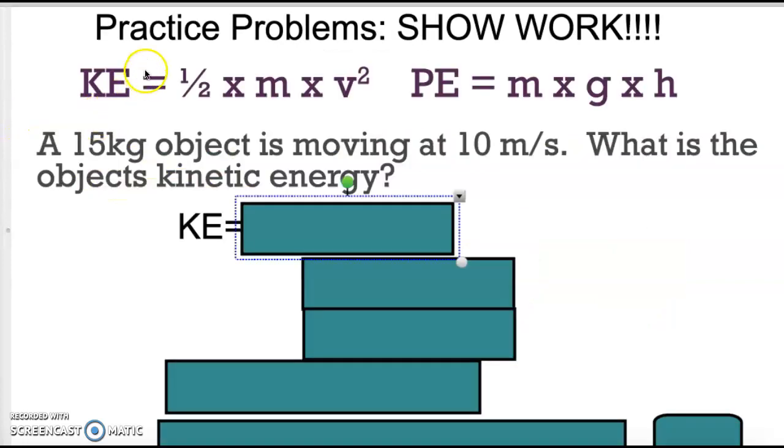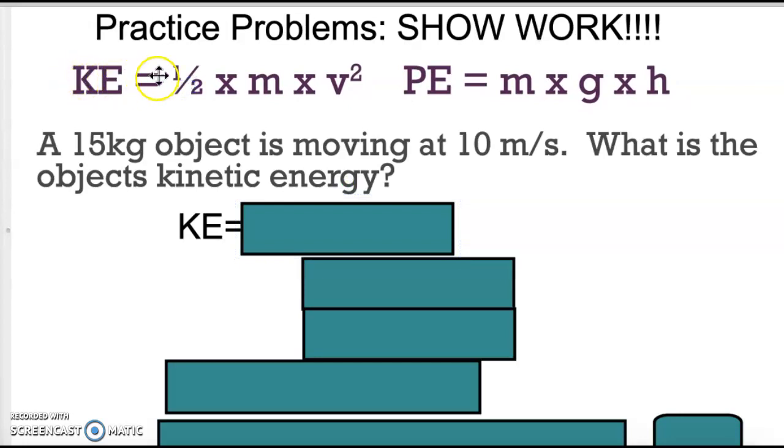Remember that yesterday we learned about kinetic energy, a moving object, and potential energy, which is an object above the ground but not moving. To remind you of your formulas: kinetic energy equals 1/2 times your mass times your velocity squared. Don't forget that squared. And potential energy is your mass times gravity times height. So I'm going to do two problems, and then we're going to go through our math practice worksheet.